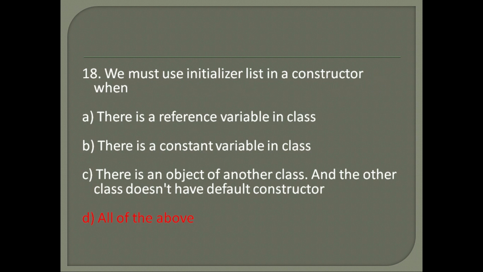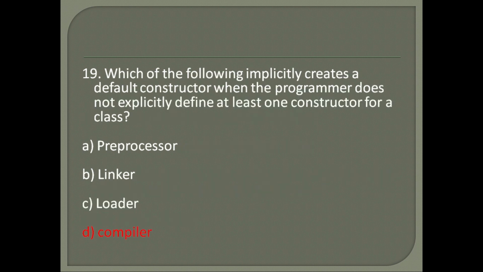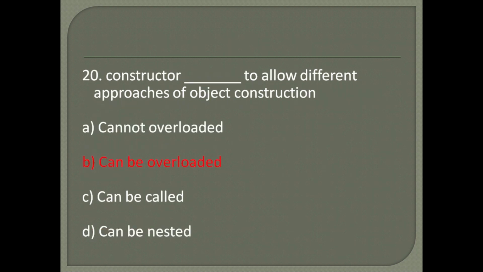We must use an initializer list in a constructor when all of these are correct. Which of the following implicitly creates a default constructor when the programmer does not define at least one constructor for a class? Constructor dash to allow the different approaches of the object constructor. Option B is correct. Constructor can be overloaded.